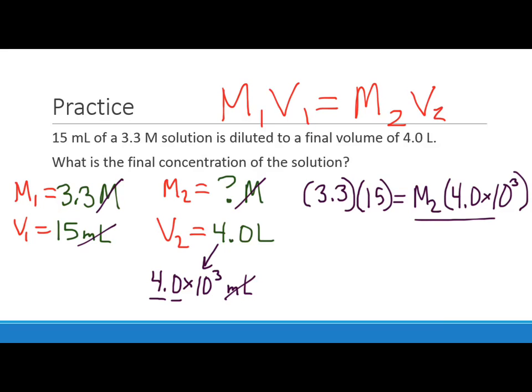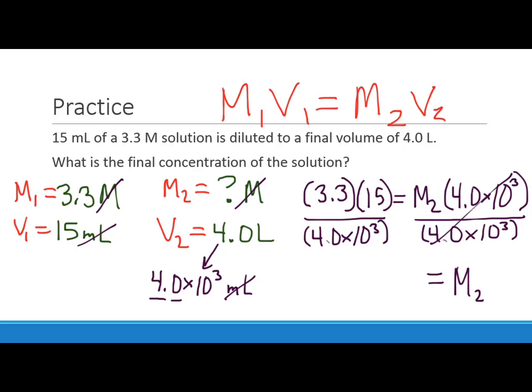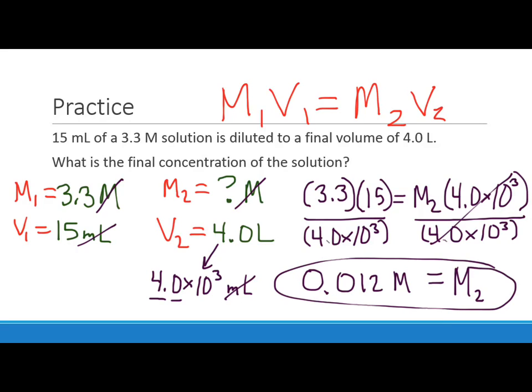So to solve for M2, I'm just going to divide both sides by 4,000 here, or 4 times 10 to the third. Because it's algebra, I have to do the same thing to both sides. So that whole thing will cancel. And therefore, M2, my final concentration, is 3.3 times 15 divided by 4,000. And it looks like I have 2 sig figs, so the answer comes out to be 0.012 molar. And that's going to be my final answer there.